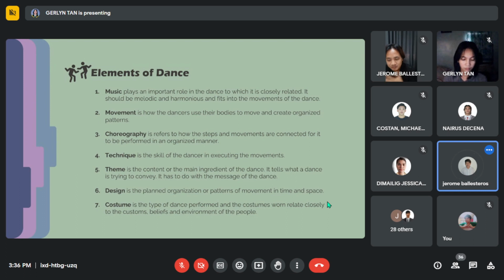Okay? And also, syempre sa technique din, hindi lang siya skills, kailangan kino-consider na din natin yung alignment ng body natin, yung posture natin, yung balance. Baka naman mamaya bigla ka na lang na sumayaw, bigla ka na lang natumba. So, hindi para sa iyo yung dance na yon. Again, flexibility, your strength, and also coordination of your body in executing the movement itself.